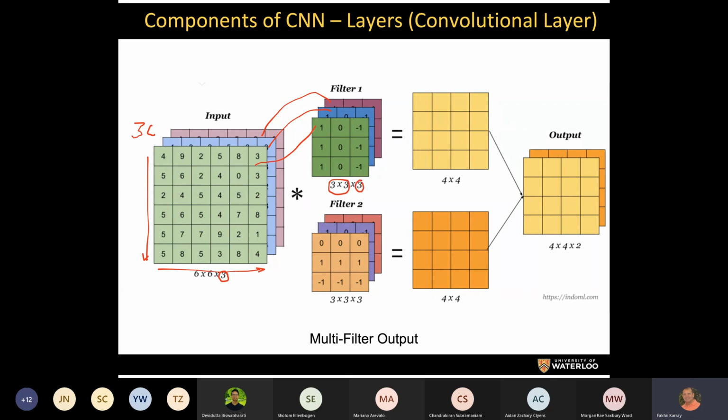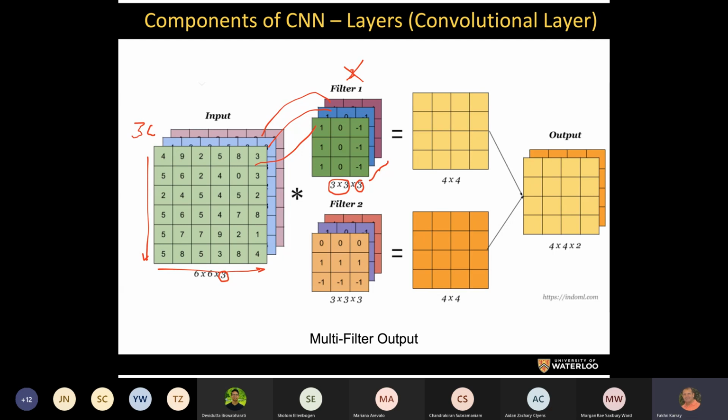What it means is that this filter has 3 layers. When we say a filter, that particular filter is replicated for each one of the channels. It doesn't mean that we have 3 filters. No, this is one filter. As you can see, 1, 0, minus 1, 1, 0, minus 1. Exactly the same filter is applied to each one of these inputs.